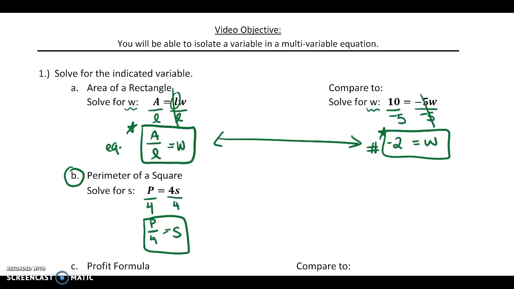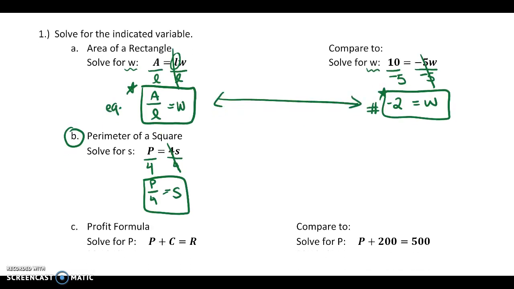Okay, if you did part B correctly, you should get S equals P over 4. So again, you're trying to solve for S. You're doing 4 times S. To undo that, you divide by 4. Whatever you do to one side, you do to the other. And at the end, you have an equation.